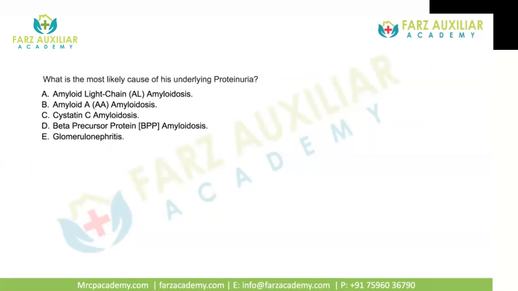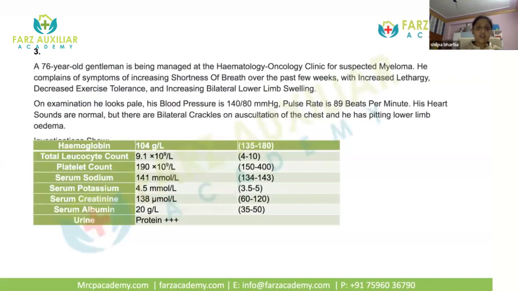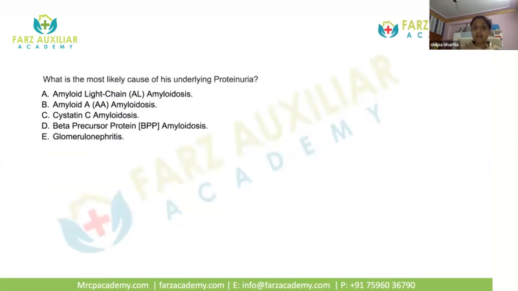Ma'am, in multiple myeloma, there will be light chain amyloidosis. It's not that all patients of multiple myeloma have amyloidosis. Some of them can have a coexistent amyloidosis. And if you look at the investigations, the giveaway is the significant proteinuria with a very low albumin and slightly deranged renal function. They said it's a suspected myeloma, so you have to know that you are talking about a plasma cell dyscrasia. None of the others are plasma cell dyscrasias. The only plasma cell dyscrasia over here is option A.